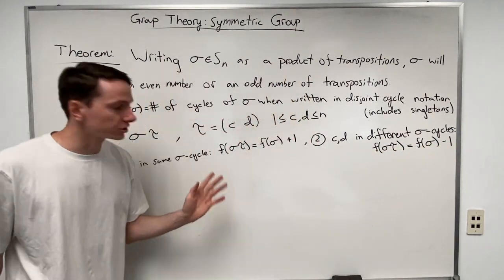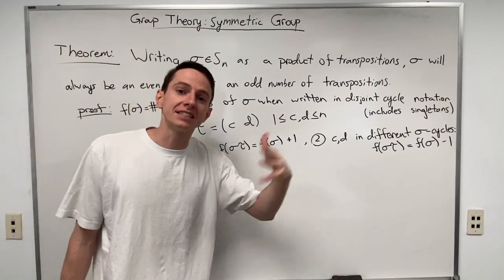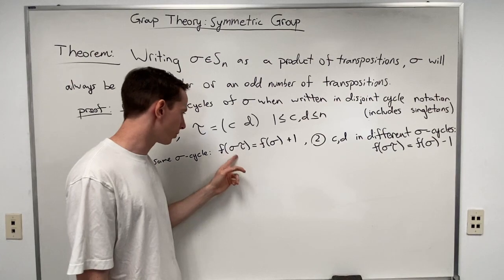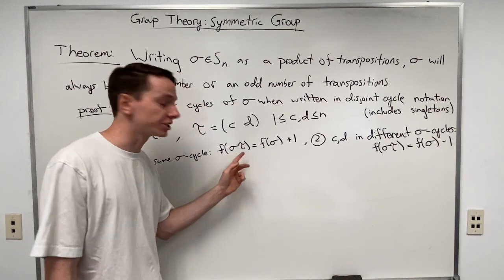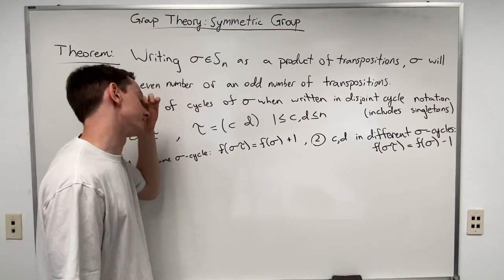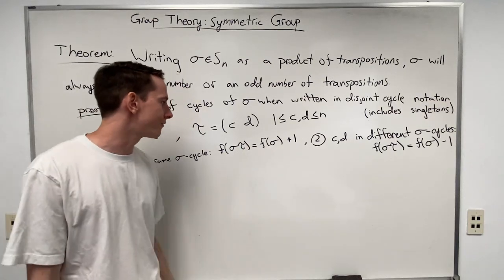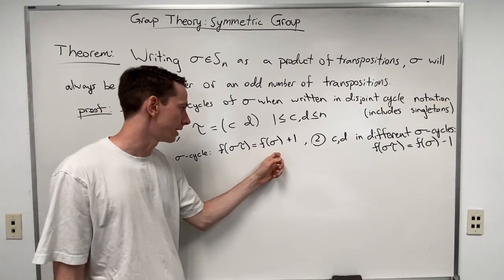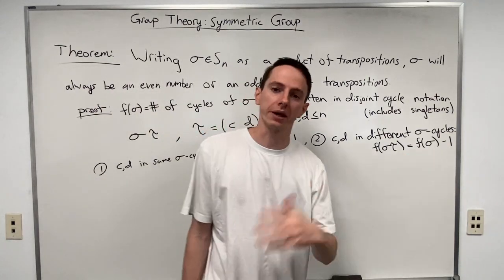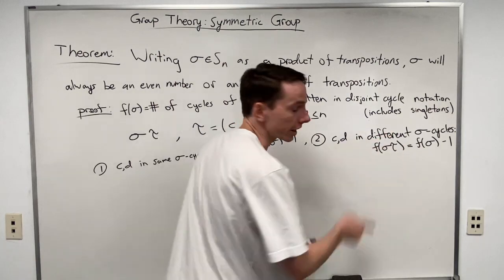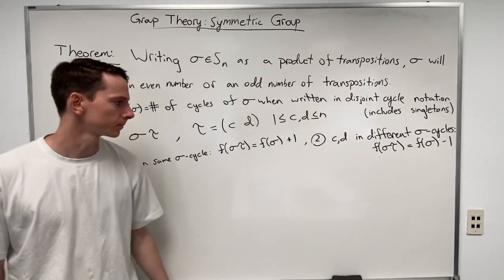Now, what that means is that it is going to change the sign of whatever we started with. If f of sigma was even, adding 1 or subtracting 1 will make it odd, and vice versa. If f of sigma is odd, adding 1 or subtracting 1 will make it even.